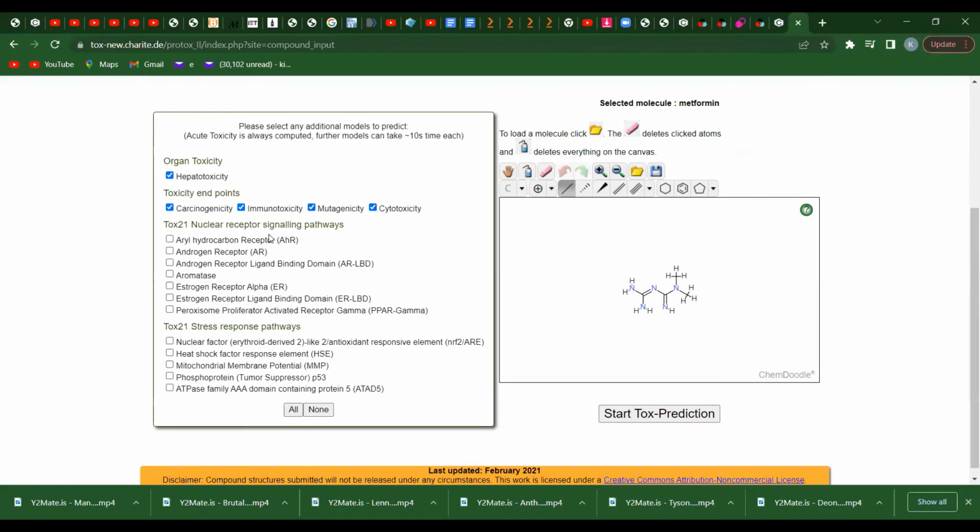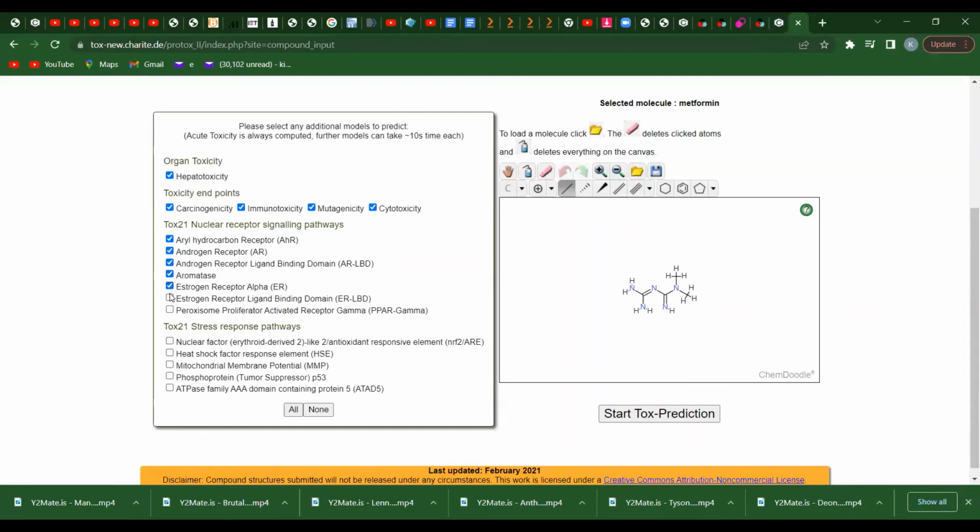If you want to look at some signaling pathways, like the aryl hydrocarbon receptor pathway, you want to see, okay, does it have any effect? Does it interact with the aryl hydrocarbon receptor ligand binding domain? You can do that. Does it affect some aromatase? The aromatase are mostly drug metabolizing enzymes, like CYP2A4. Can it also affect the estrogen receptor?